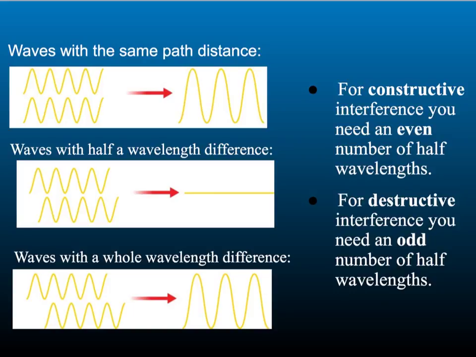Waves with a whole wavelength difference look like the waves with an even number of half wavelengths, because the whole wavelength is two half wavelengths, so it gives the same pattern as a constructive interference pattern.